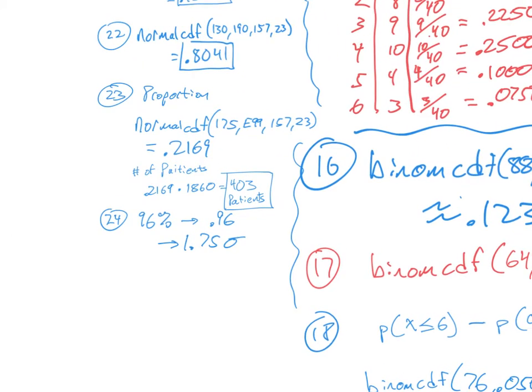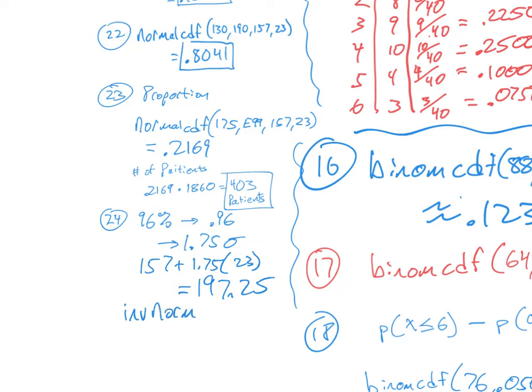So we could take the mean, 157, and add on 1.75 of the standard deviations. That will give us 157 plus 1.75 times 23, which is 197.25.